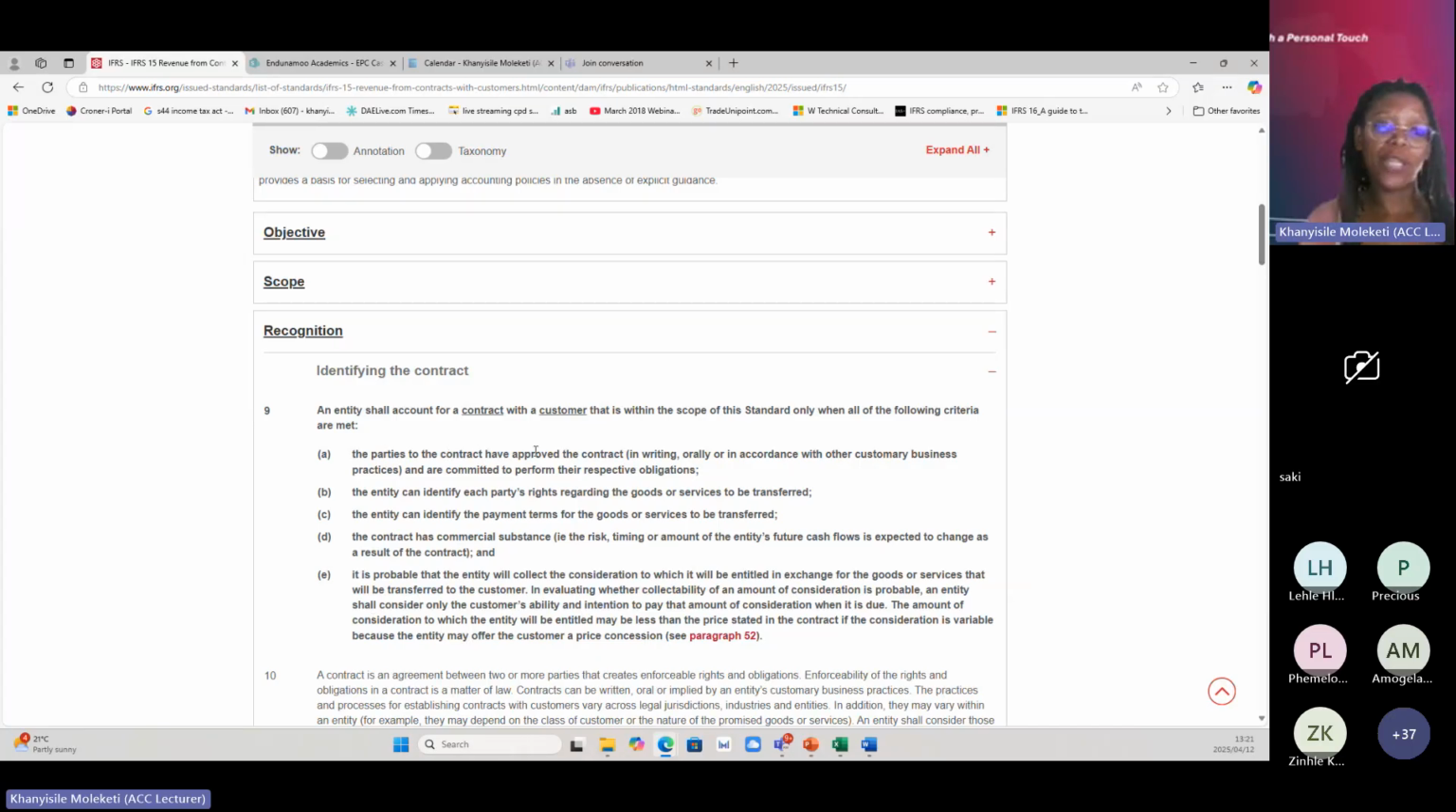I will rewrite contract approved, and then I'll apply IPAC. Parties' rights, identifiable rights of each party, apply IPAC. Identifiable payment terms, apply IPAC. Commercial substance, apply IPAC. And probability of collection of the consideration, apply IPAC. So I will not rewrite these sentences. I will just rewrite the principles: identify the rights, identify the payment terms, commercial substance, probability of collection of consideration. I will rewrite it and then I will apply. Okay, that's what I'm going to do for step 1.